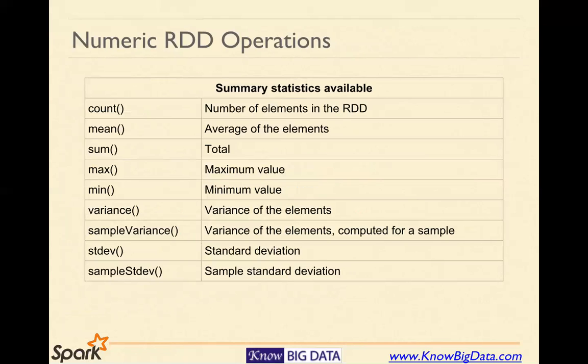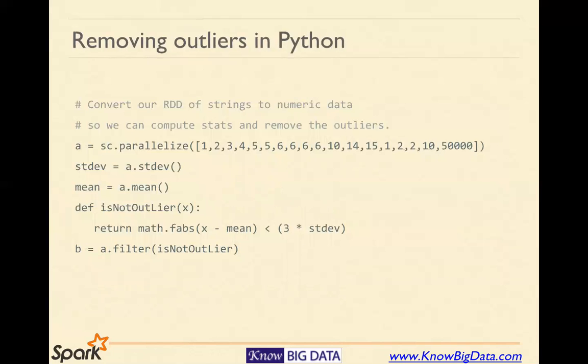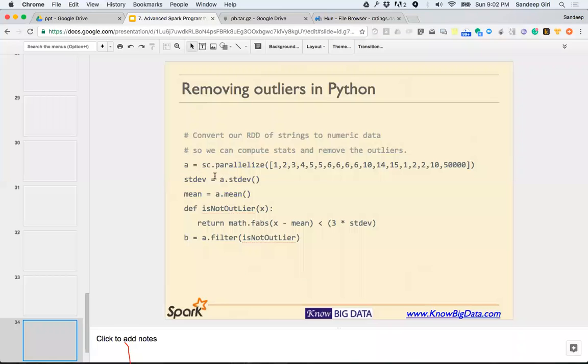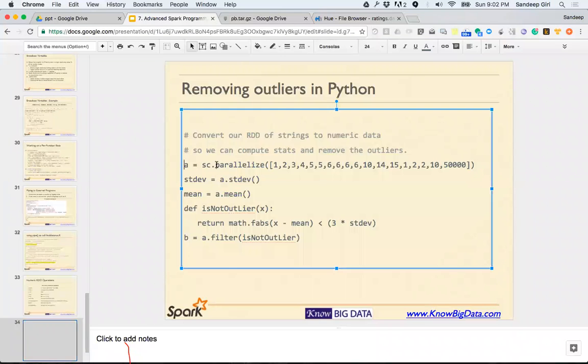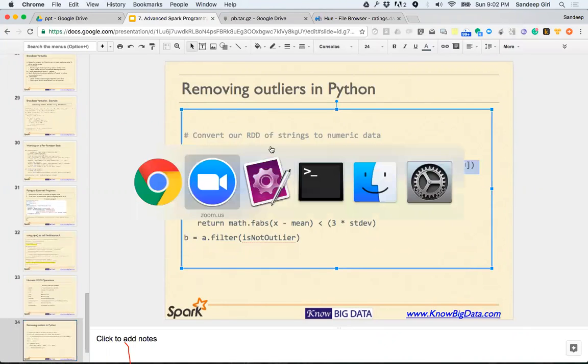All right. Spark provides you various kinds of statistics functions, such as counting, computing the mean, computing the sum, computing the max, min, variance, sample variance, standard deviation, and sample standard deviation. Okay, so you could generally call this way. I'm not sure if it works with Scala. Let's try to do this. Will it work?